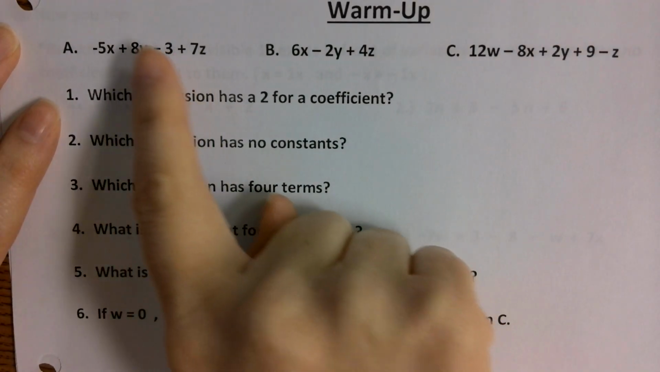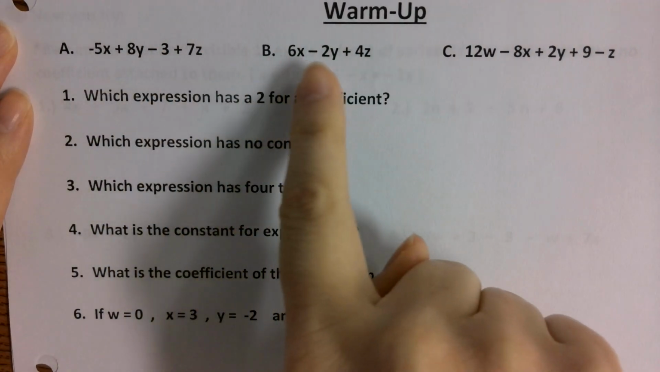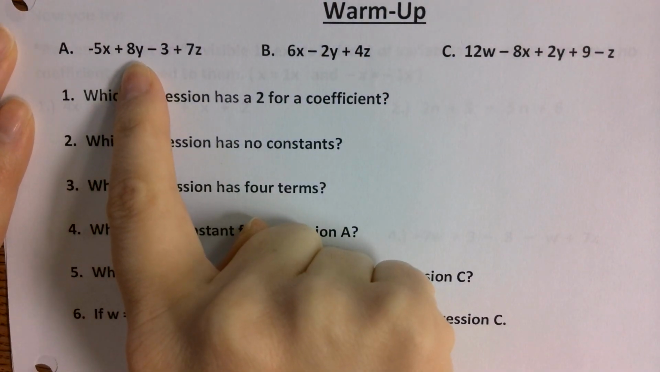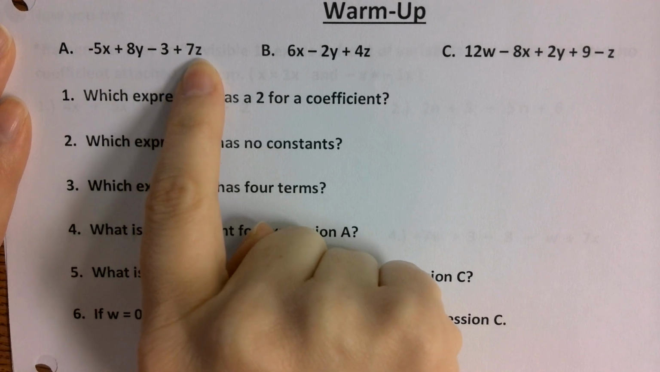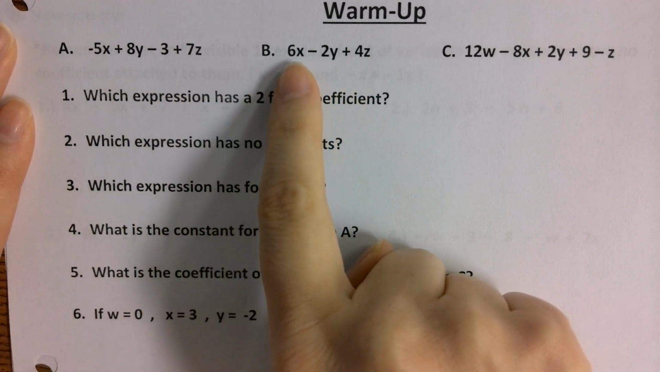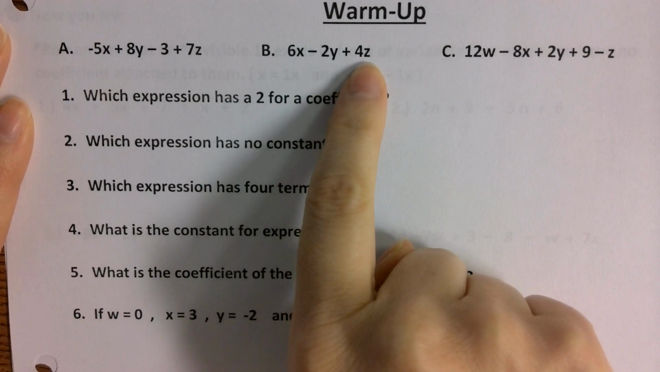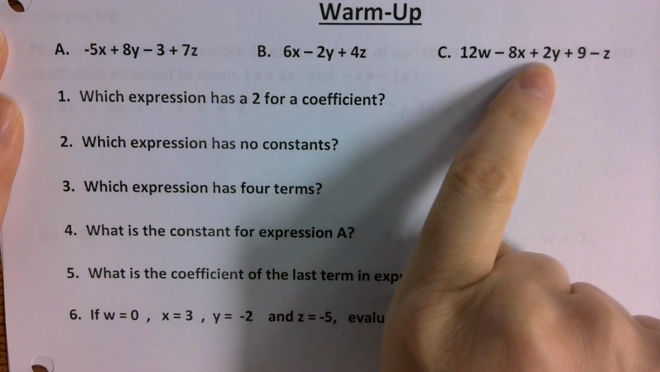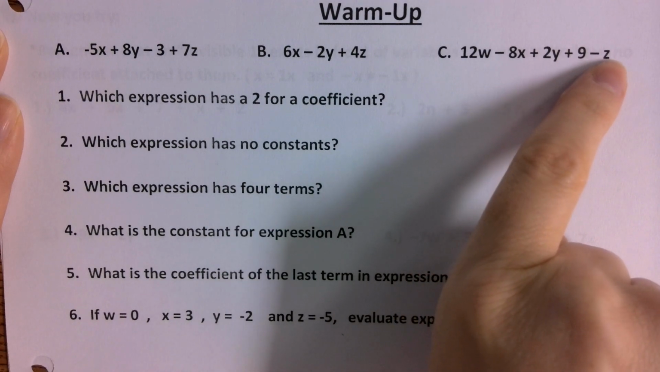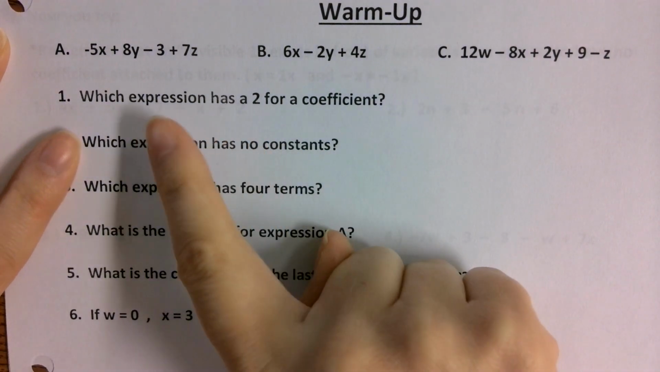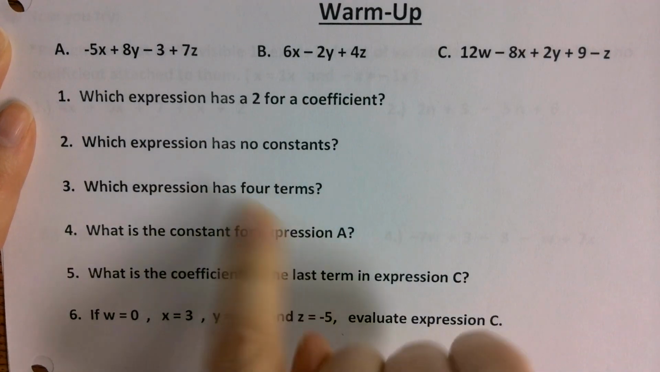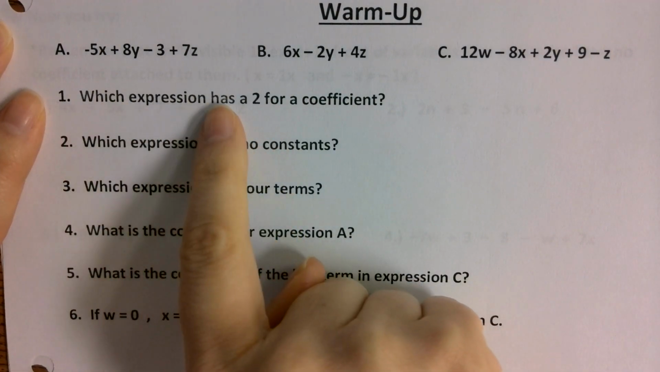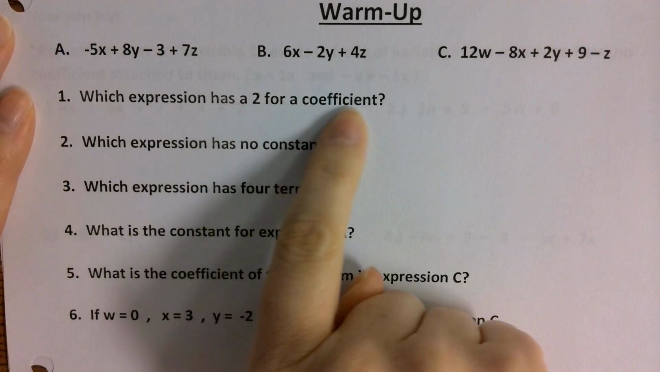So for here, again, like I said, we have these three different expressions. Expression A is negative 5x plus 8y minus 3 plus 7z. Expression B is 6x minus 2y plus 4z. And expression C is 12w minus 8x plus 2y plus 9 minus z. What we're doing is identifying which expressions we're talking about in these situations. For problem number 1, I want to know which expression has a 2 for a coefficient.